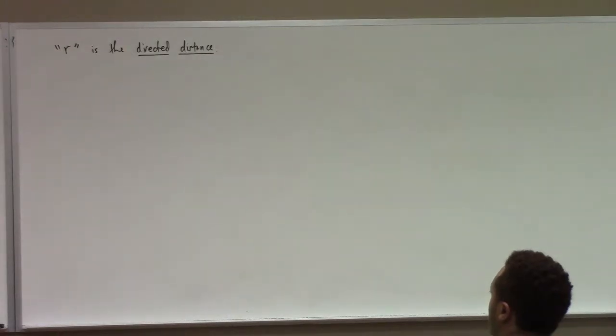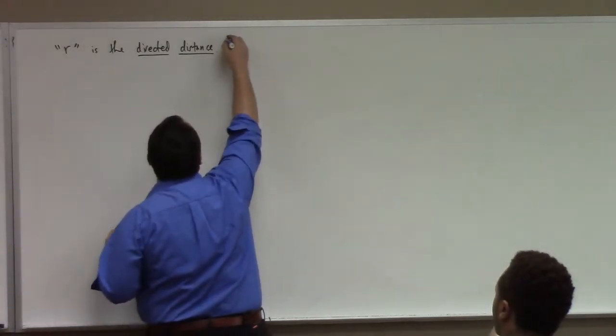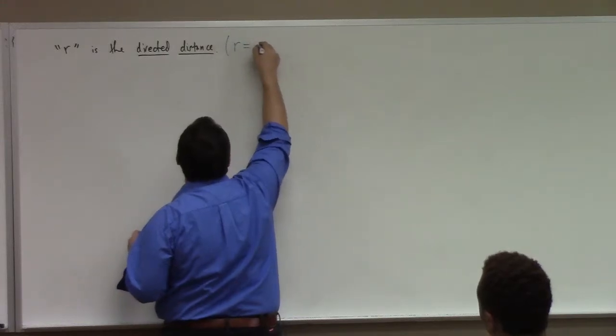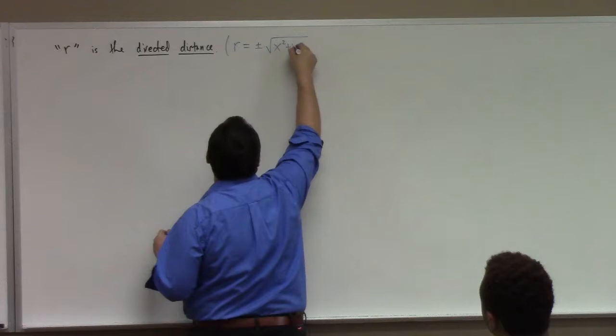But in this section, in chapter 10 of the book, he does not do that. He says that r is the directed distance. And what that means is that he allows r to equal plus or minus the square root of x squared plus y squared.